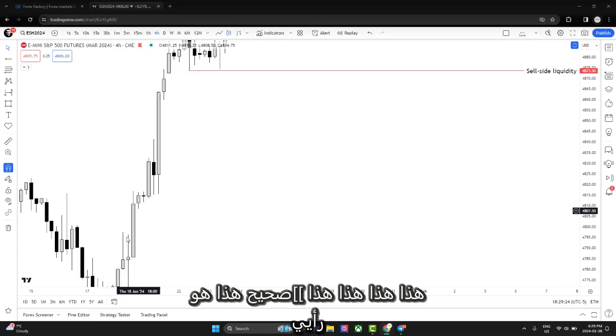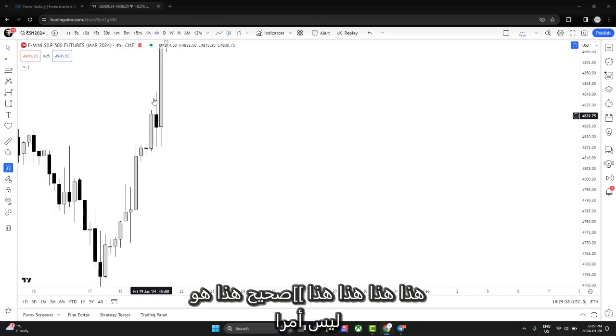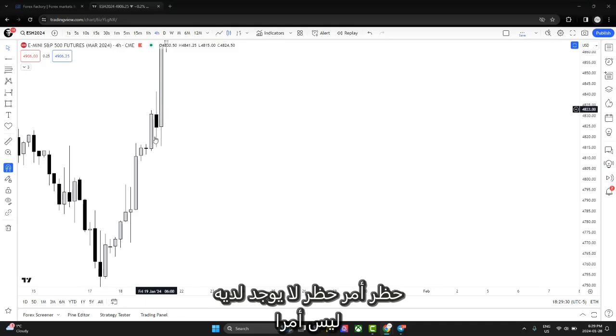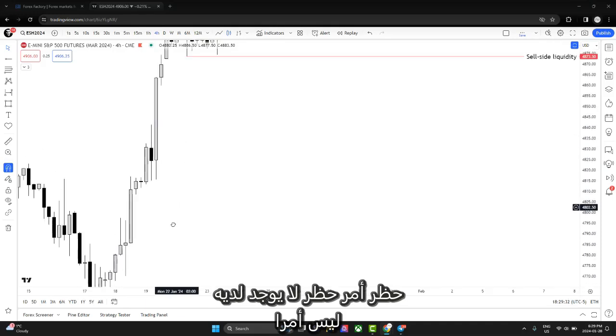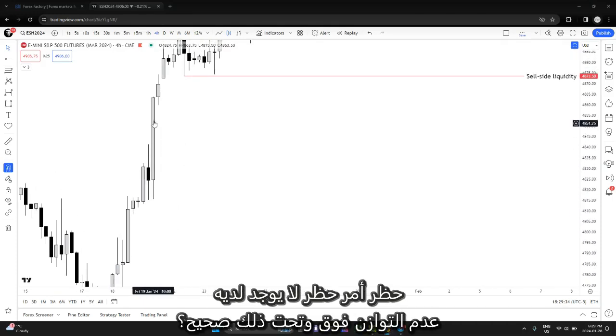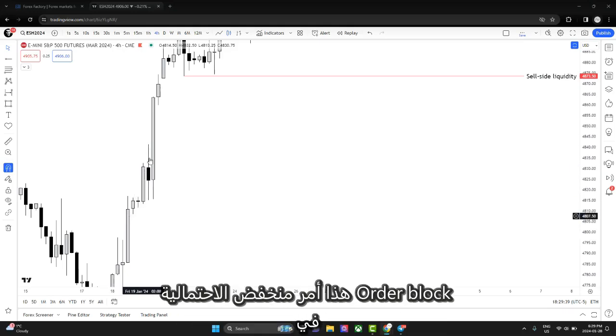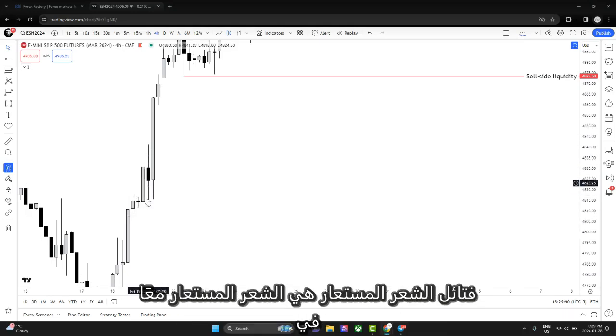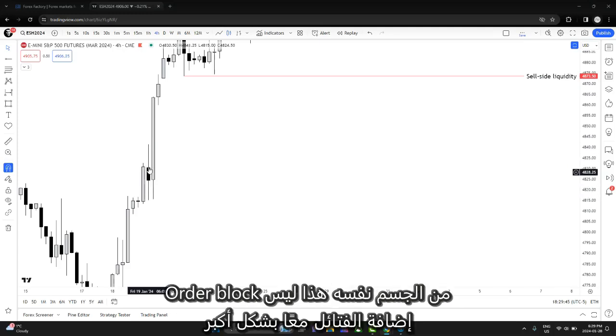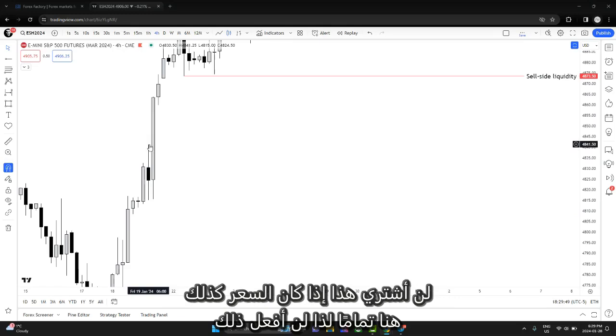This is not an order block. An order block does not have an imbalance above and below it. So this is a low probability order block. And look at the wicks. The addition of the wicks together is larger than the body itself. That's not an order block right here. So I wouldn't be buying this if price gets here.